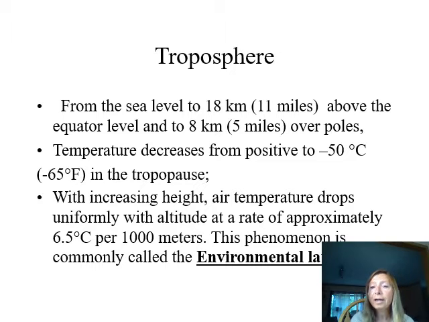With increasing height, air temperature drops uniformly with altitude at the rate of roughly 6.5 degrees centigrade every 1,000 meters, so every kilometer. This phenomenon is commonly known as environmental lapse. If you have previously hiked in the mountains, if you have experienced altitude, you certainly remember that the temperature is declining as we are moving up. If you are moving up in a plane, the temperature is usually announced or is shown on the computer screen in front of you, and you can follow how the temperature is declining with the environmental lapse as the plane is going higher and higher.